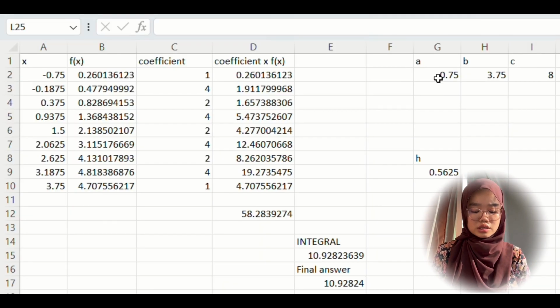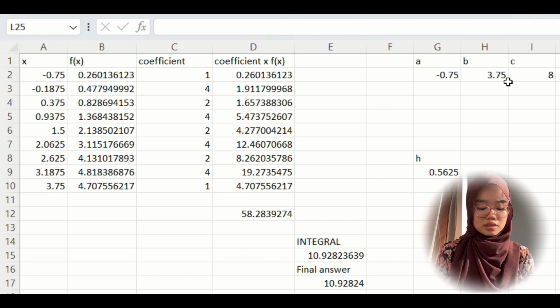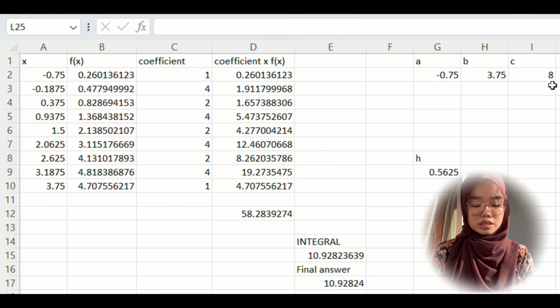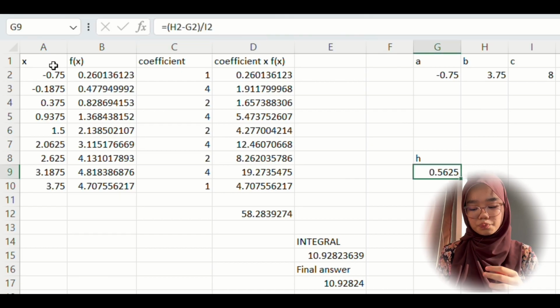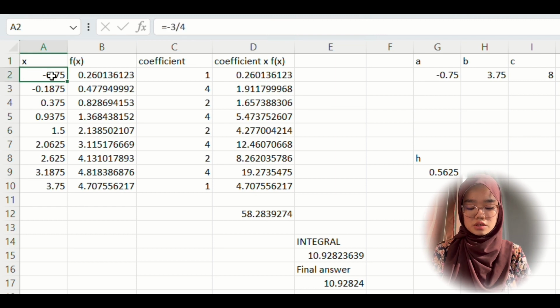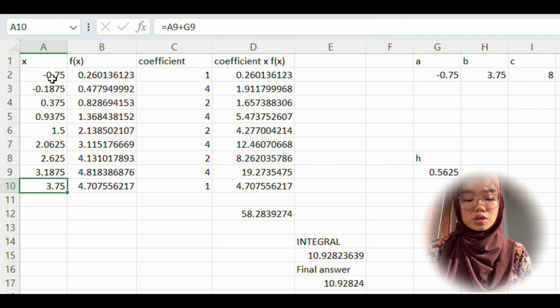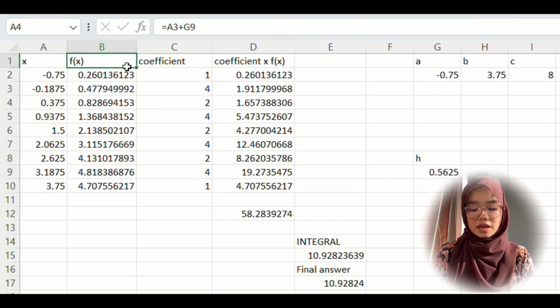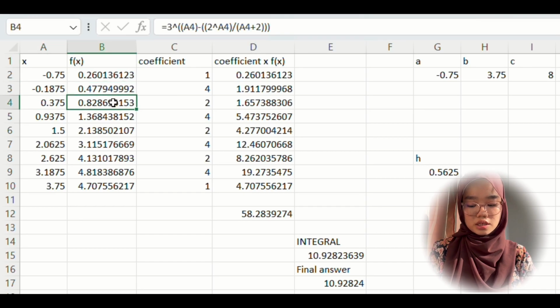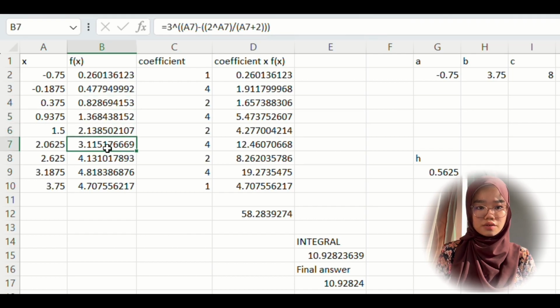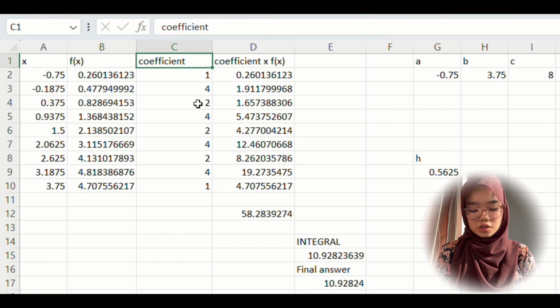So for the 8 intervals, A is -0.75, B is 3.75, and C is 8. And the width we obtain is 0.5625 from the equation on the top. For the X column, we use from -0.75 until 3.75. And for the fx, we use the equation from our question and obtain it using the respective row. For the coefficient, we use 1, 4, 2, 4, 2, 4, 2, 4, 2, and 1.